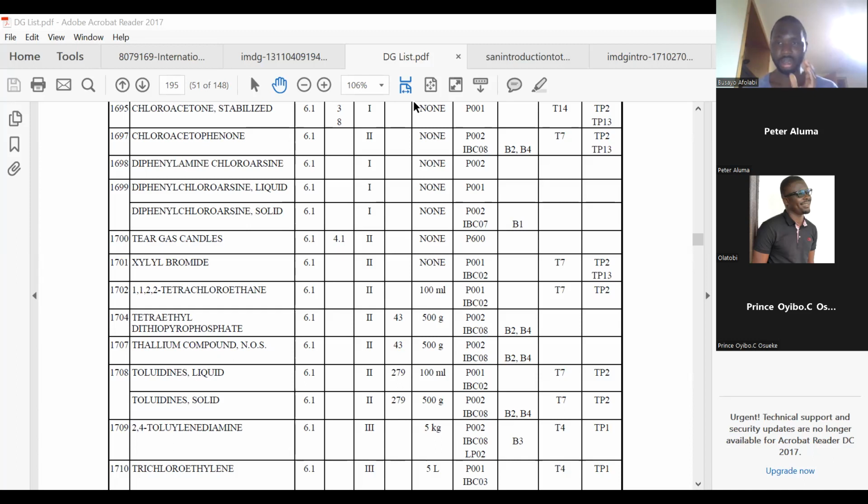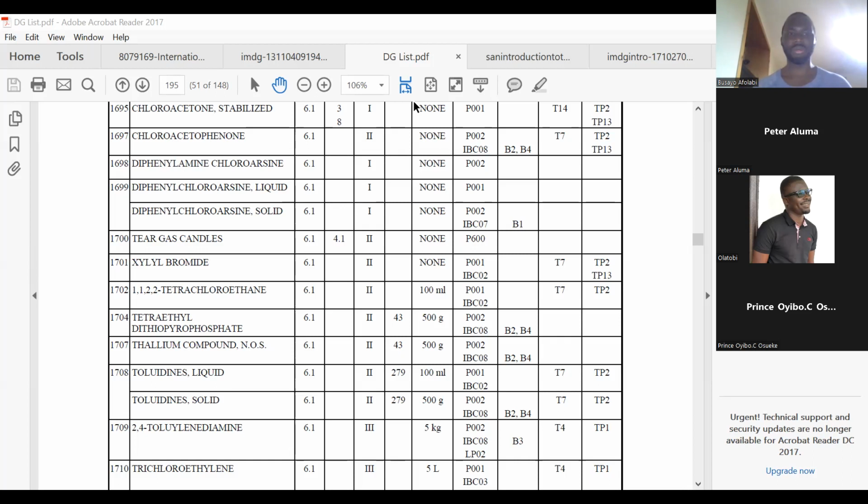No, class 6 is toxic and infectious. Okay, it's talking about the first 6 classes, yeah? No, I'm confused now. So we've started with the UN number, we've gone to tear gas, and now the class is 6.1. Remember that class 6 is toxic and infectious substances, and class 6 has 2 divisions. Division 6.1 is toxic substances, while 6.2 is infectious substances. Are you following? Yes, sir.